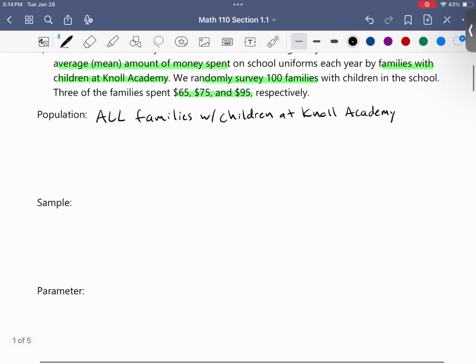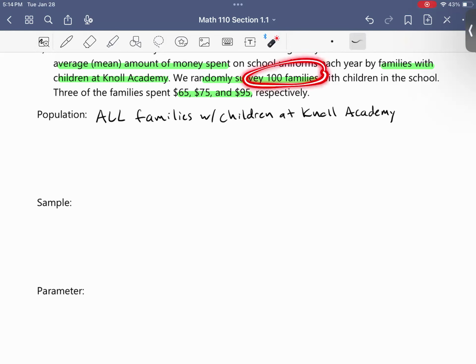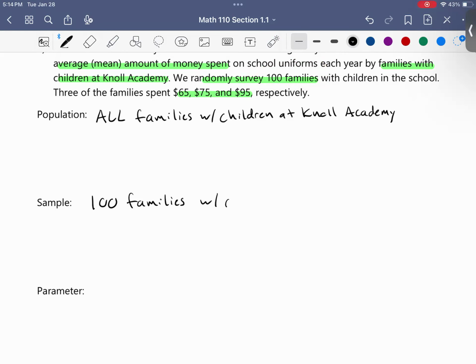Our sample is going to be pretty much the same exact statement, but instead of all the families, we're going to look at a specific group of them. And in this question, the specific group is 100 families. So that's our sample. So what we would say is 100 families with children at Knoll Academy.